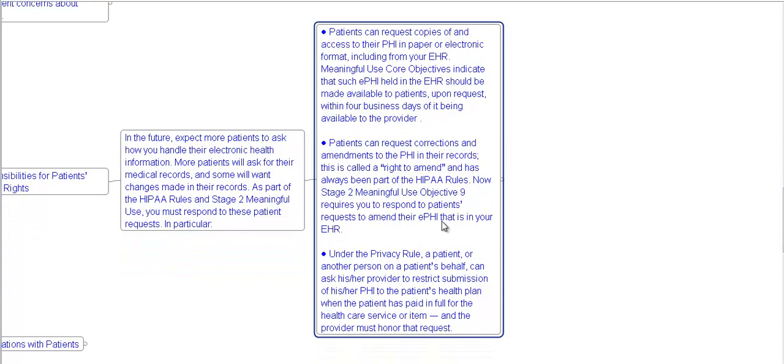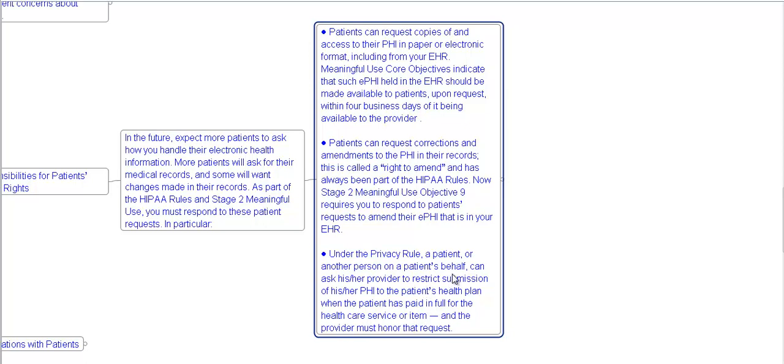Patients can request copies and access to their PHI in paper or electronic format, including from your EHR. Meaningful use core objective indicates that such ePHI held in an EHR should be made available to patients upon request within 4 business days of being available to the provider. Patients can request correction and amendment to their PHI in their records. This is called the right to amend and has always been part of the HIPAA rules. Now stage 2 meaningful use objective 9 requires you to respond to patient requests to amend their ePHI that is in your EHR.